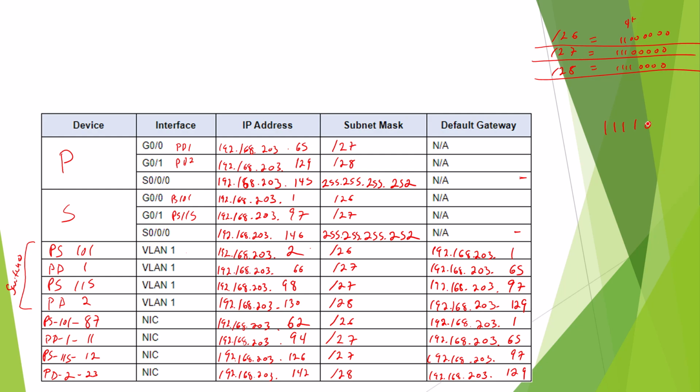/28, 11110000. 128 plus 64 plus 32 plus 16. Alright, I lied. We'll do the math. So 128 plus 64 is 192, plus 32 is 224, plus 16. That'll be 240. So that means the /28s are .240. Again, 4th octet is where we're working. So these are the /28s: 255.255.255.240. Alright, that took care of that.